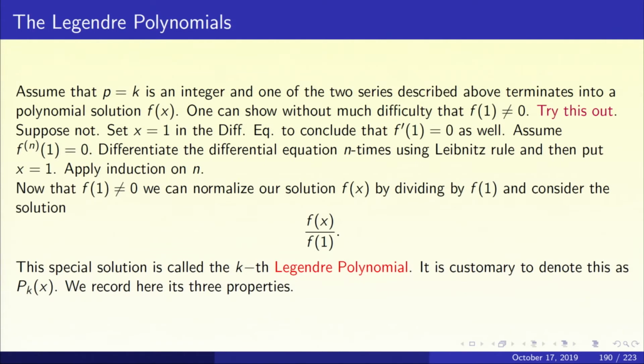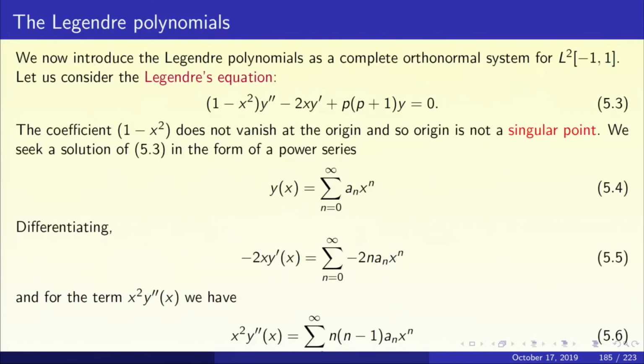Suppose not. Suppose f of 1 happens to be 0. Then let's see what happens. Let us put x equal to 1 in the differential equation. What is the differential equation again? Let us look at equation 5.3. We have assumed that we have a solution y of x, which is a polynomial solution, and y of 1 happens to be 0. That's what we are trying to rule out.